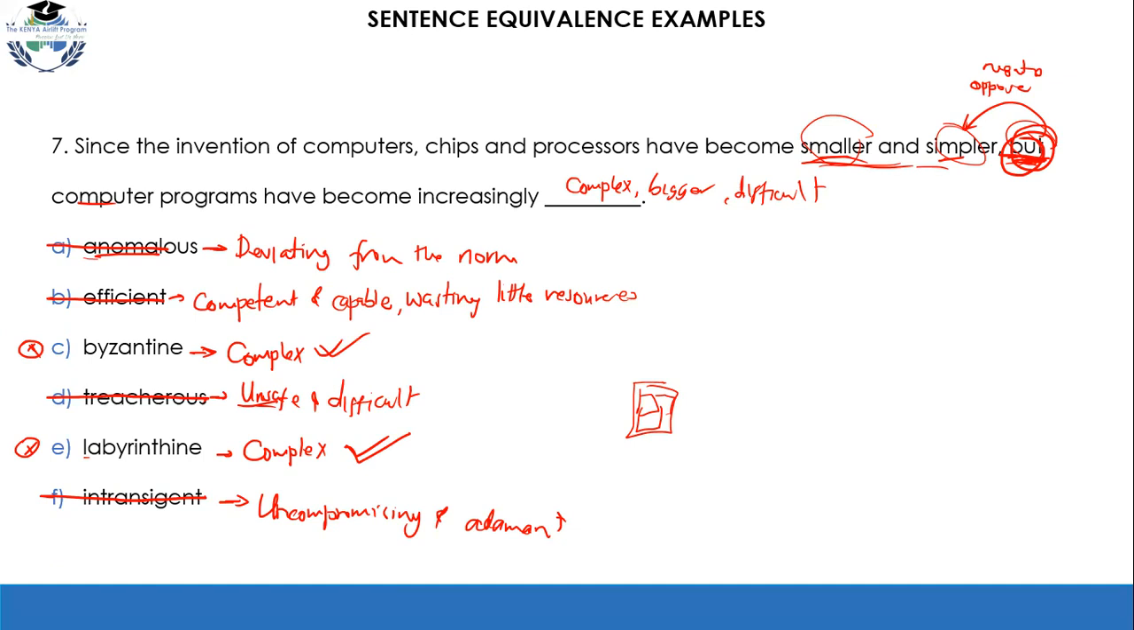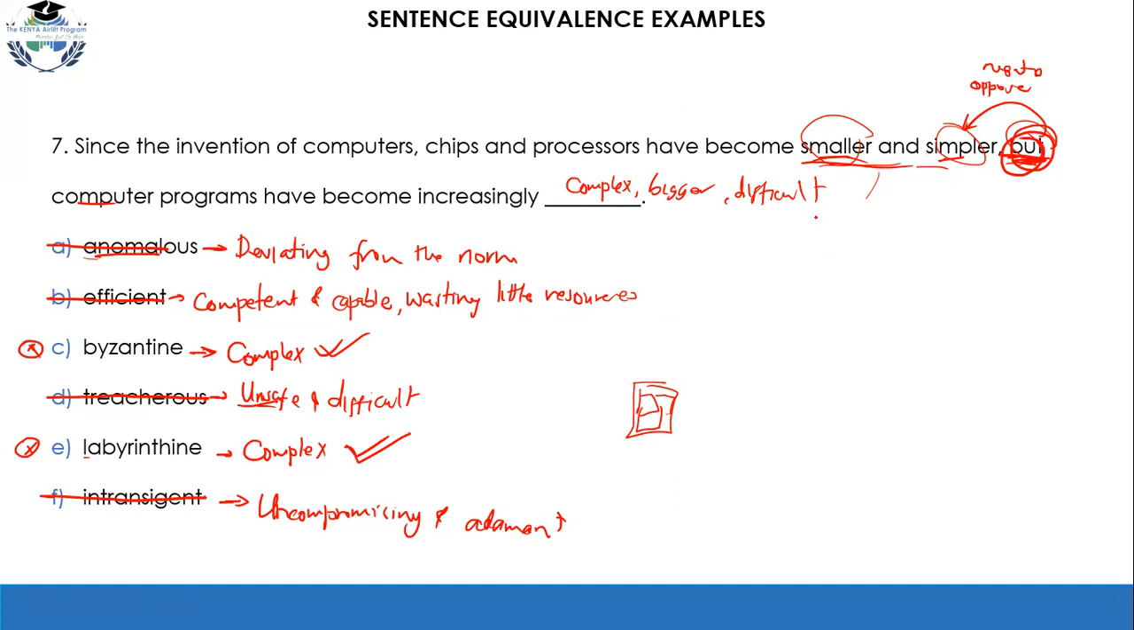On reading the question, it says, since the invention of computers, chips and processors have become smaller and smaller, and computer programs have become, yes, the chips have become smaller, but the program has become better. So it has become increasingly efficient. Because yes, the computers were big in size previously, but now, despite them becoming smaller, they have become better.